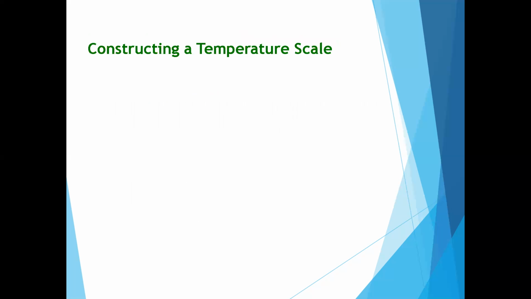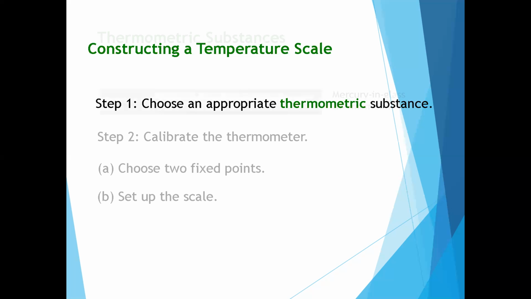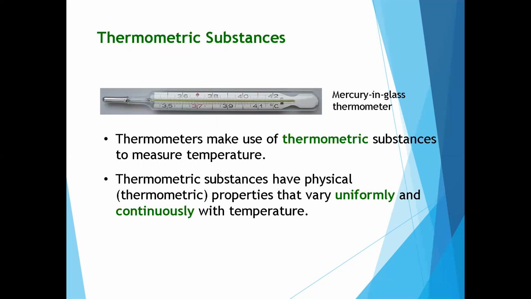Okay, now how can we construct a temperature scale? First, we are going to choose an appropriate thermometric substance. What is a thermometric substance? A thermometric substance is one that has physical properties that will vary uniformly and continuously and linearly with temperature.